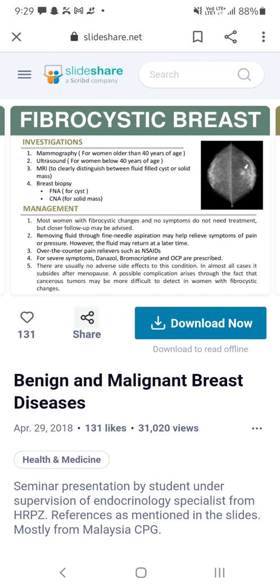Investigations: the same investigations will be written for all cancers related to the breast. So mammography, ultrasound, MRI, CT scan or biopsy.